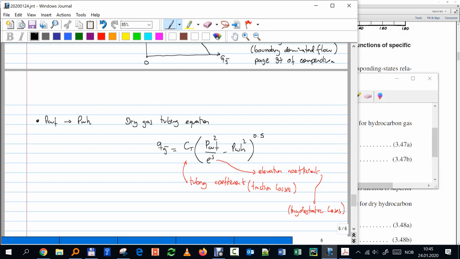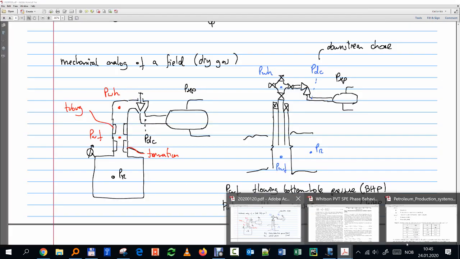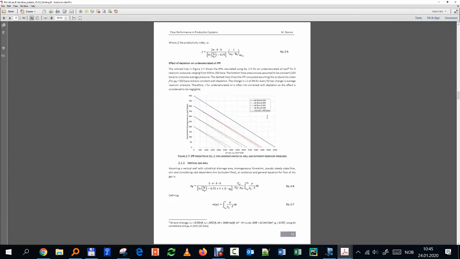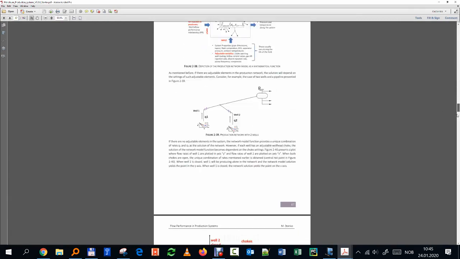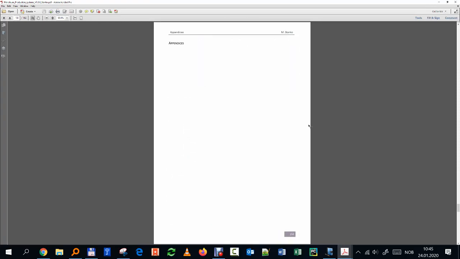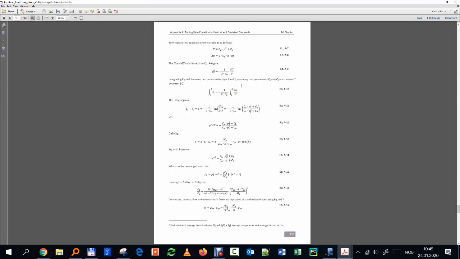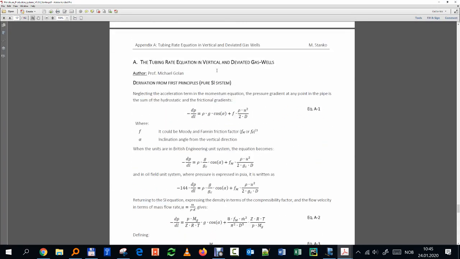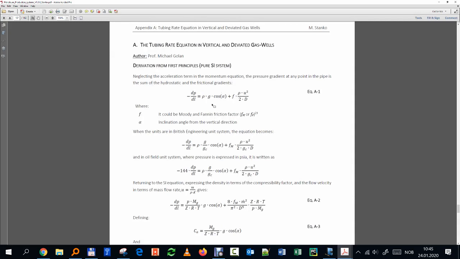How that equation was derived, again, we're not going to do it here in class. This is not a production course, but you can go to the derivation that was made by Michael Golan, and you have it here. It is Appendix A, page 157.